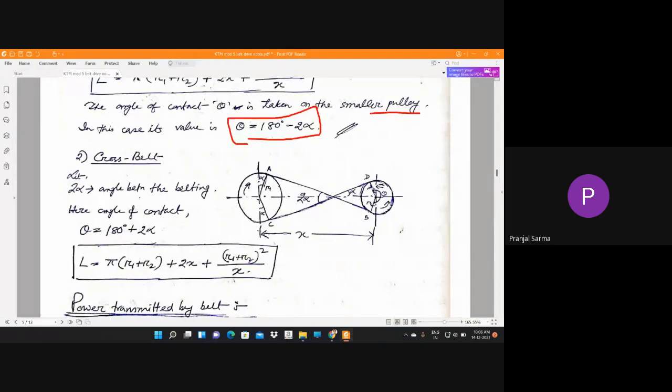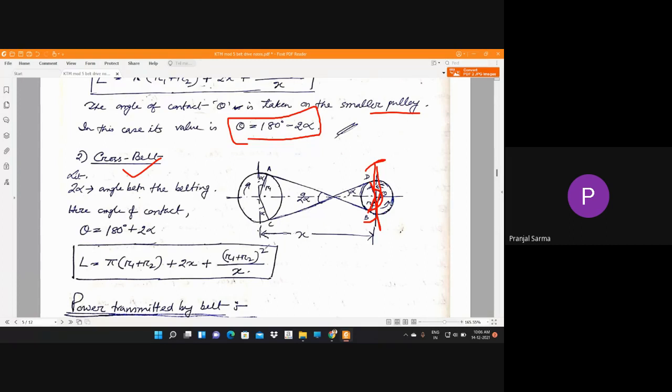But in the case of cross belt drive, as you can see here, contact is made here and contact is broken here, and throughout this, this is the theta. This is bigger than 180 degree. This is 180 degree, and how much bigger? This is alpha, and this is alpha. That is 180 degree plus 2 alpha in case of your cross belting. In case of cross belting, this 2 alpha is the angle between the belting. So here this is the 2 alpha.